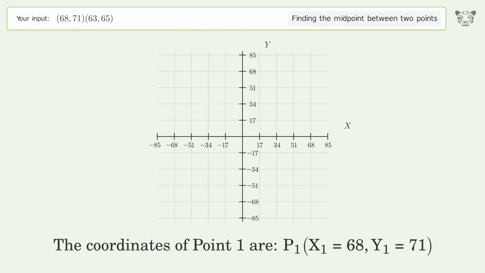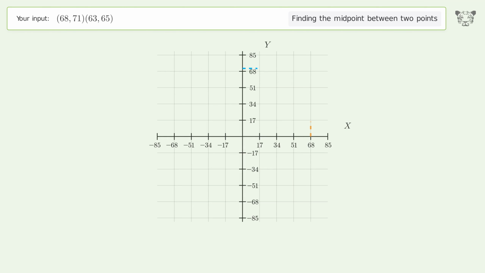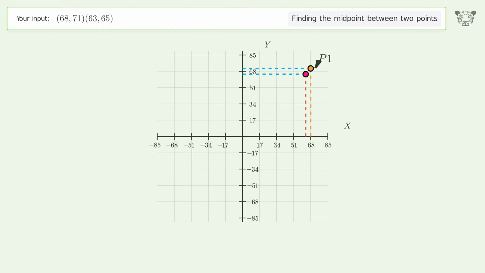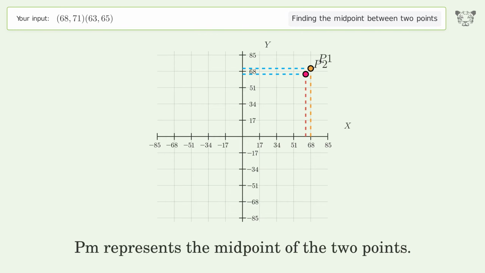The coordinates of point 1 are x1 equals 68, y1 equals 71. The coordinates of point 2 are x2 equals 63, y2 equals 65. PM represents the midpoint of the 2 points.